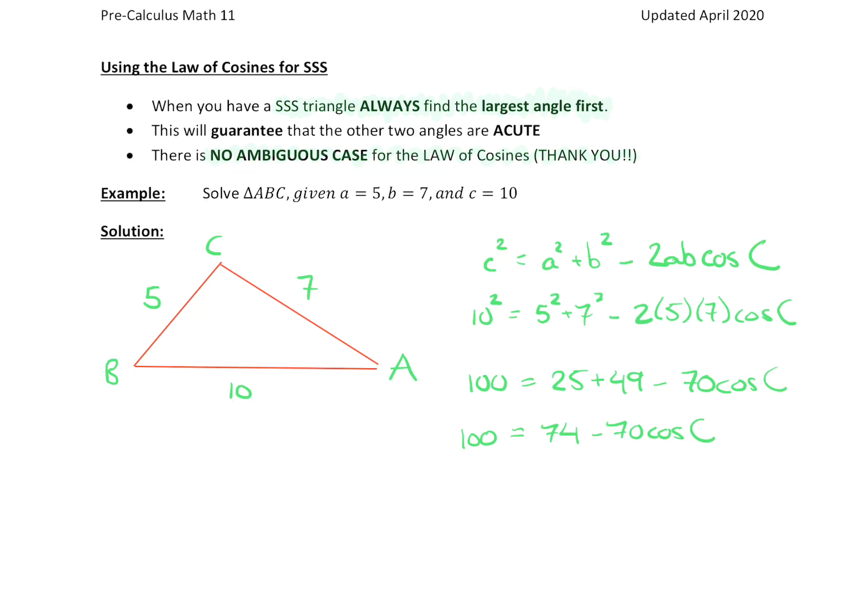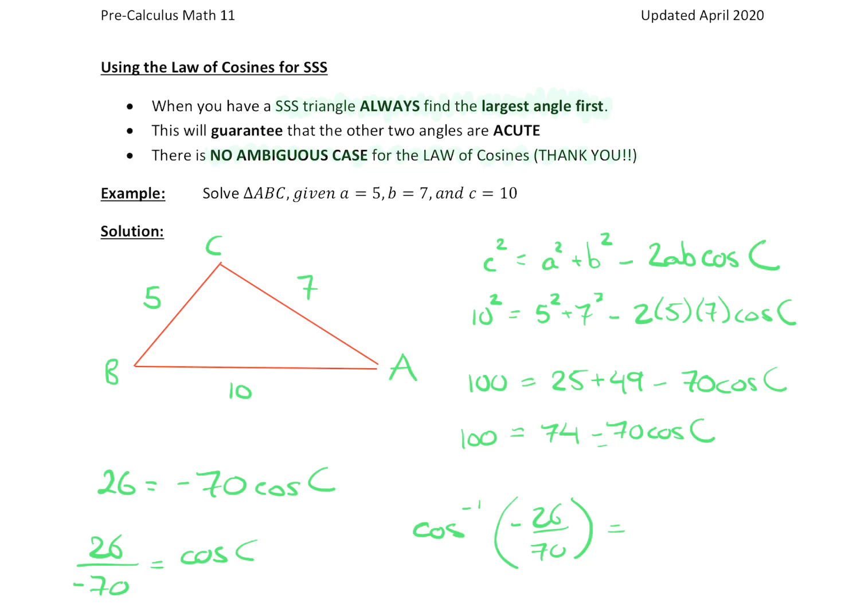Subtract 74 from both sides and you get 26 equals negative 70. Don't forget that negative, right? Cos C. Divide both sides by negative 70 for cos C. And now you go inverse cos of negative 26 over 70 is equal to angle C.